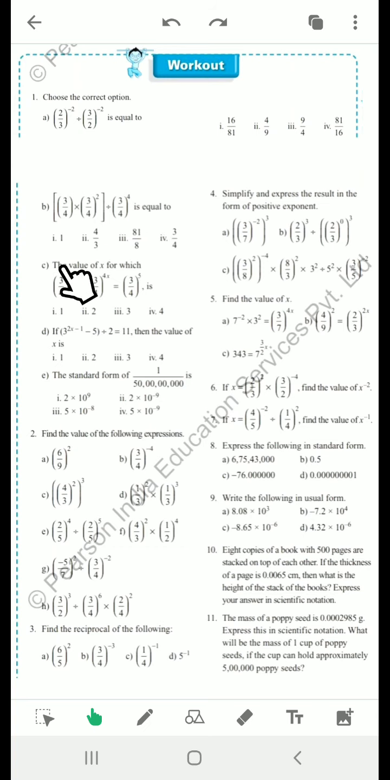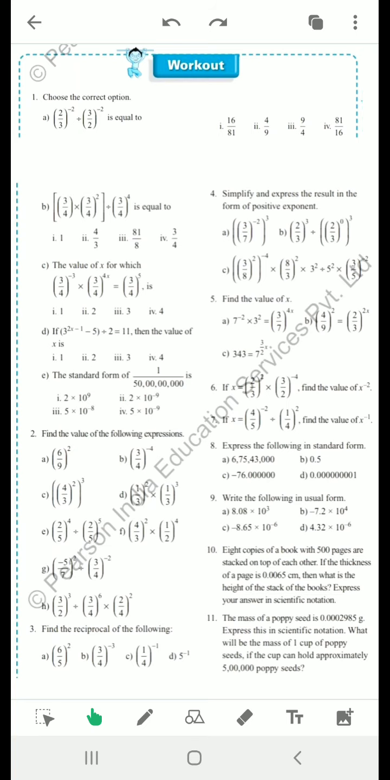B is also the same. Question number C, the value of x for which (3/4)^-3 multiplied by (3/4)^4x is equal to (3/4)^5. Here you have to find the value of x. This type of question we have also done in the previous exercises. Try to solve.